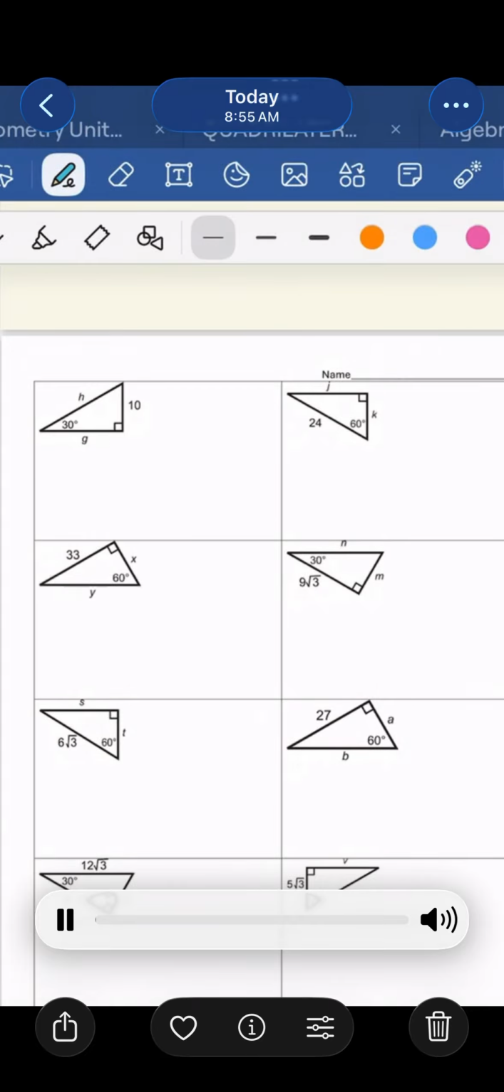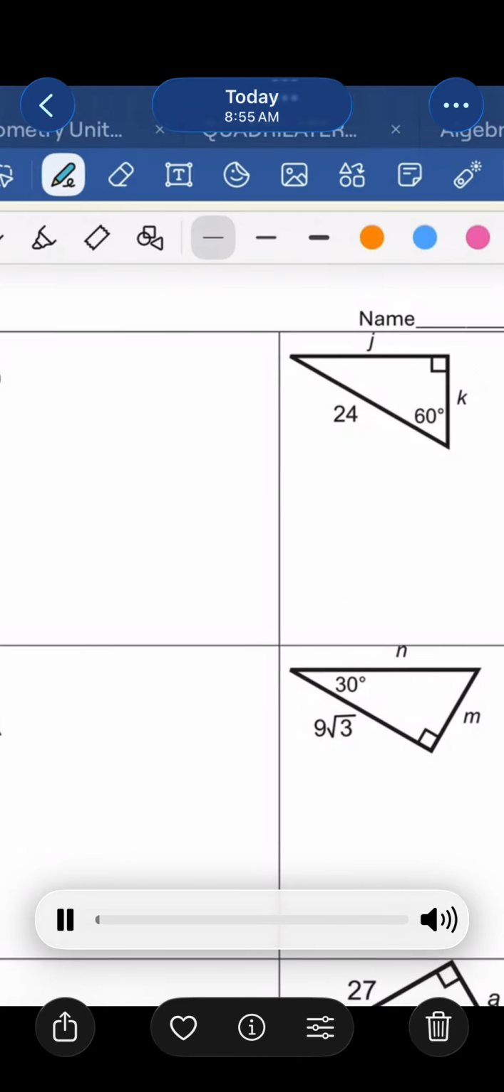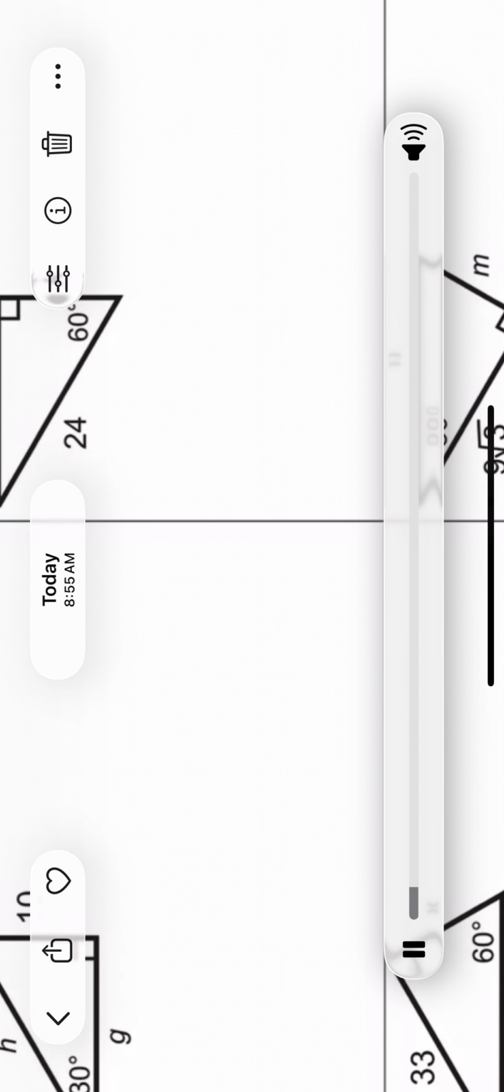All right, guys, sorry that I could not be there today, but I didn't want you to miss out on any instructions, so I am going to create this video for you to help you to understand 30, 60, 90 special right triangles. We are going to do these two examples right here together, and if you did what you needed to do yesterday, today should not be too bad.